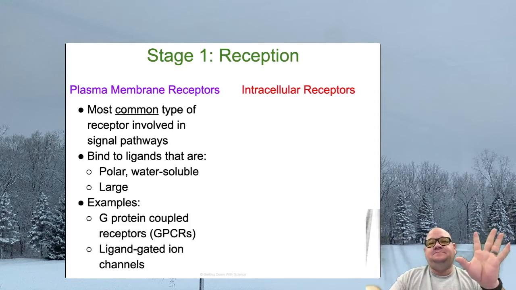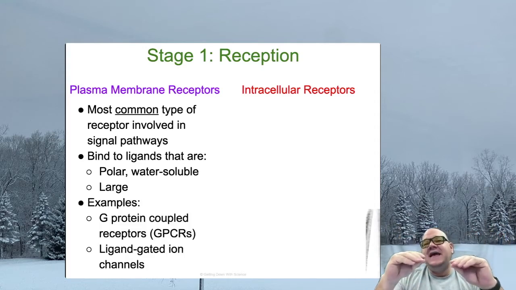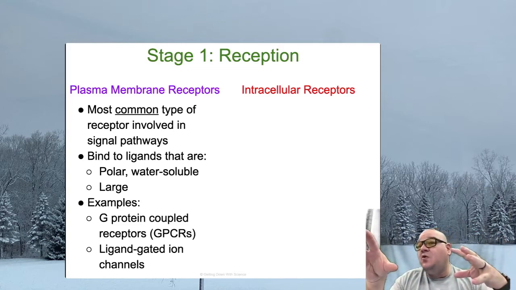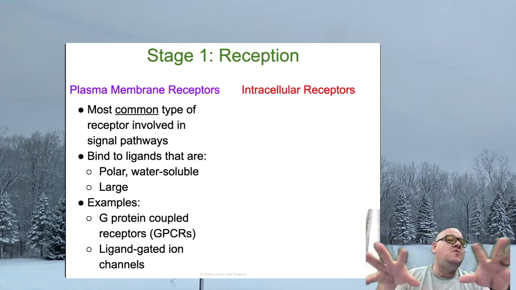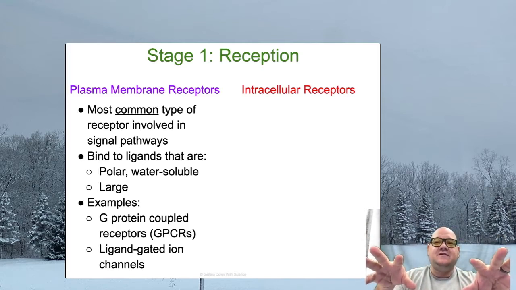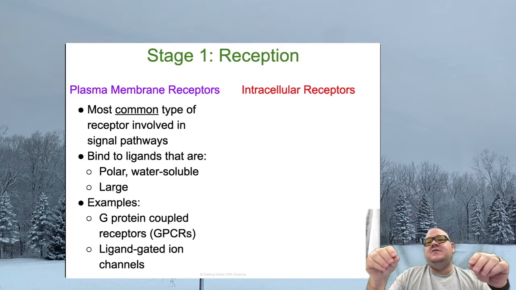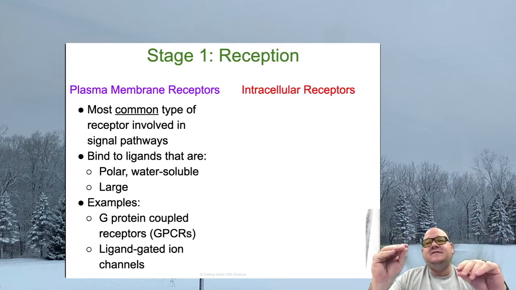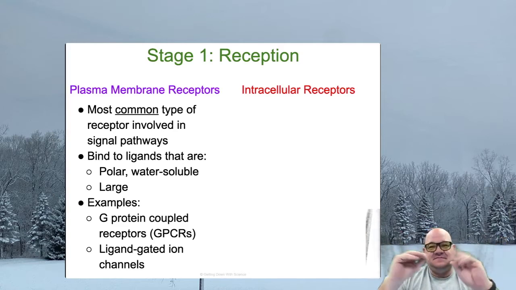Now remember, they're not going to say to you, here is this ligand you've never heard of. Is it polar? They're going to tell you the polar, water-soluble, and large stuff, okay? So here are some examples of these that we'll get into later. G protein coupled receptors. That's something we're going to get more on down the road.